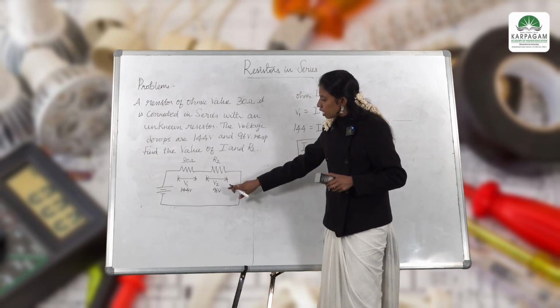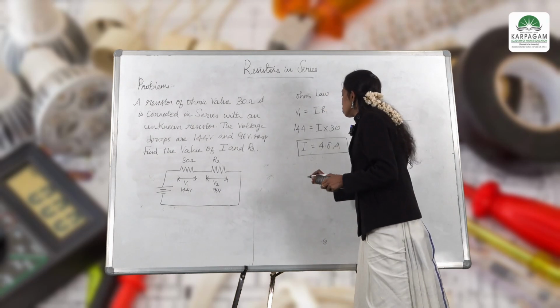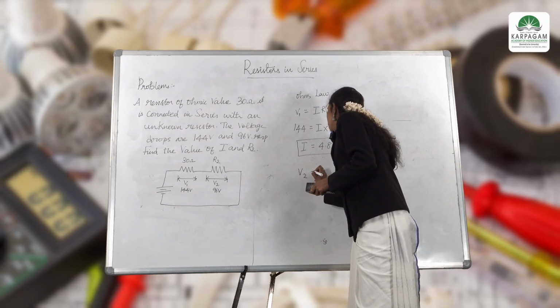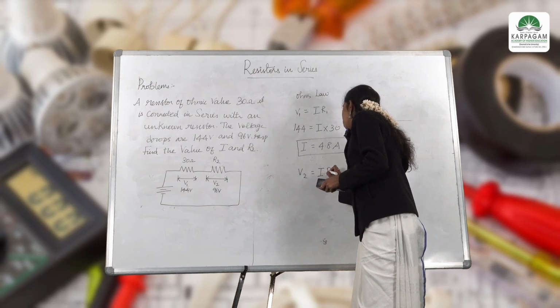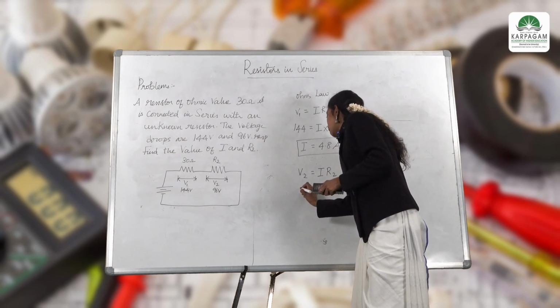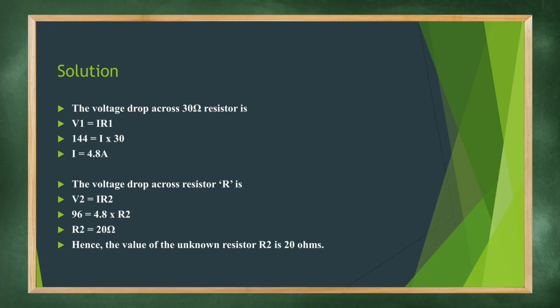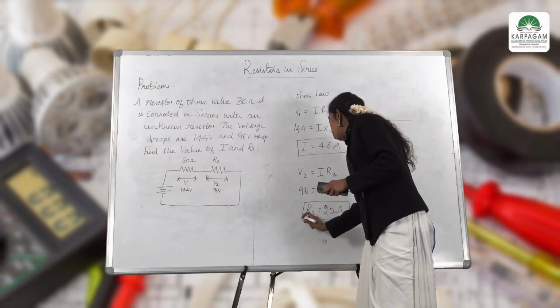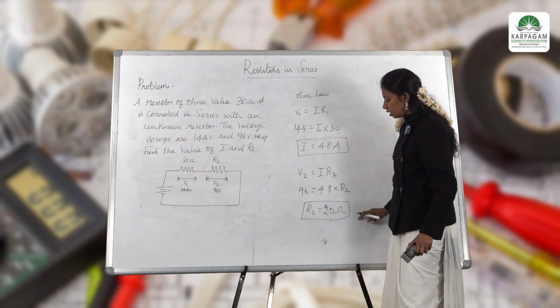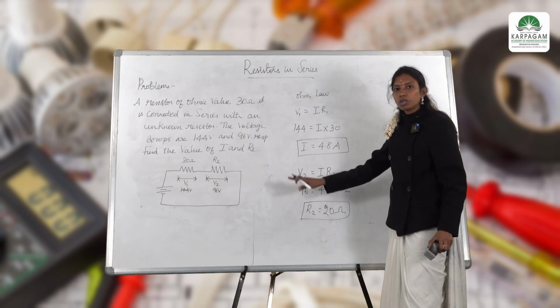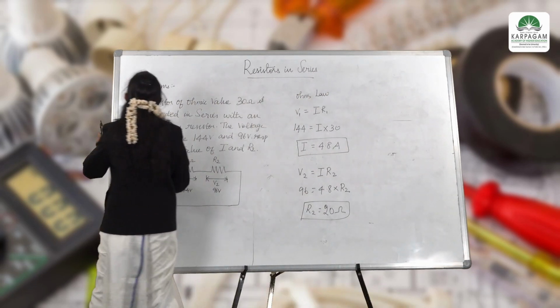Now the next unknown value is nothing but R2. Coming to R2, we know that V2 will be equal to I into R2. V2 is 96 and I have calculated I as 4.8, and R is unknown. So my R2 will be equal to 20 ohms. So the two unknown values, I and R2, are found. This is how a series circuit has to be solved. And moving to the next problem.